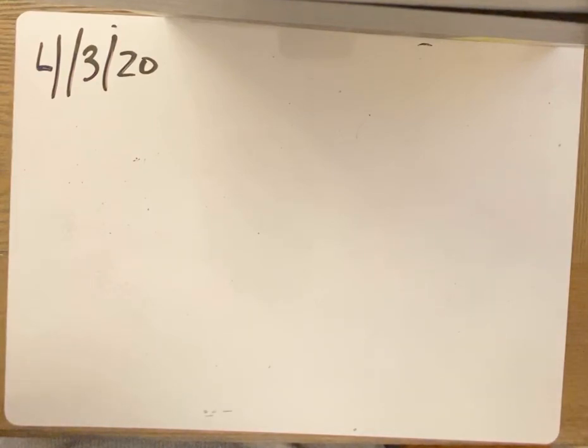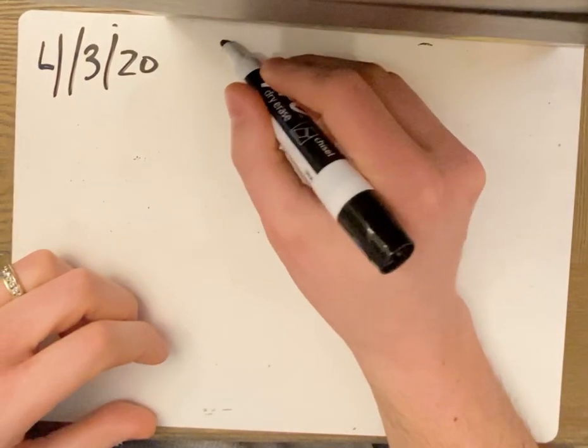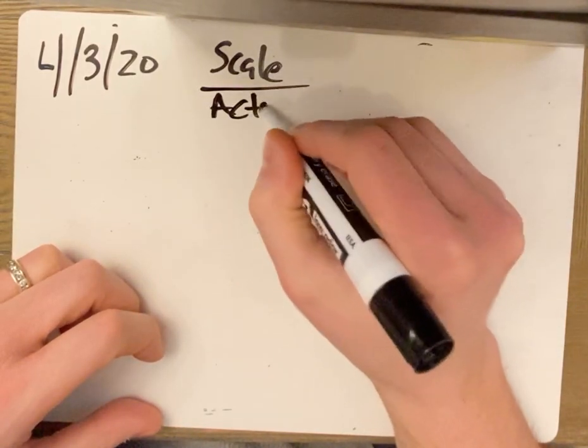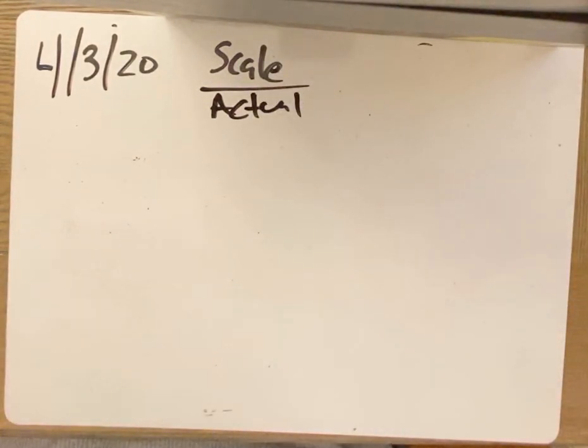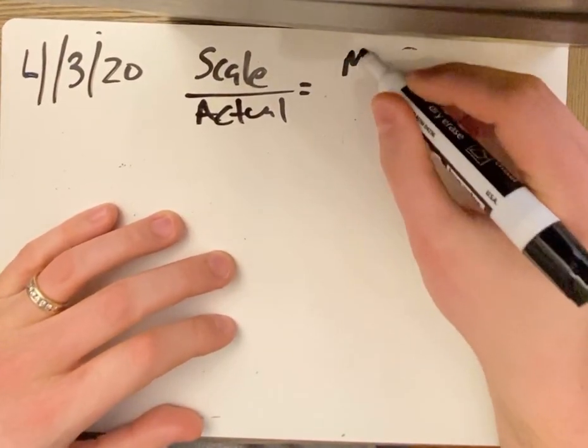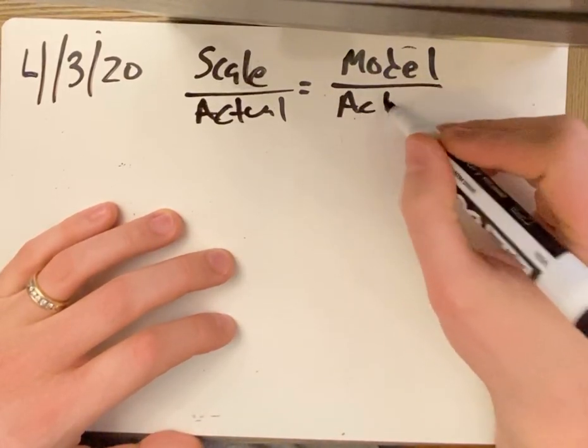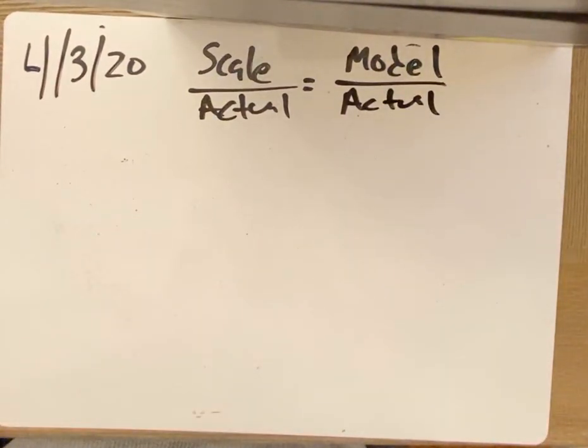And this was when we took the scale and we put it over the original and then we got the scale factor. So when we're doing scale factor, it's going to be scale over actual. Or the whole percent, which is 100, or it was always model over real, right? Remember? Model over actual. Okay.